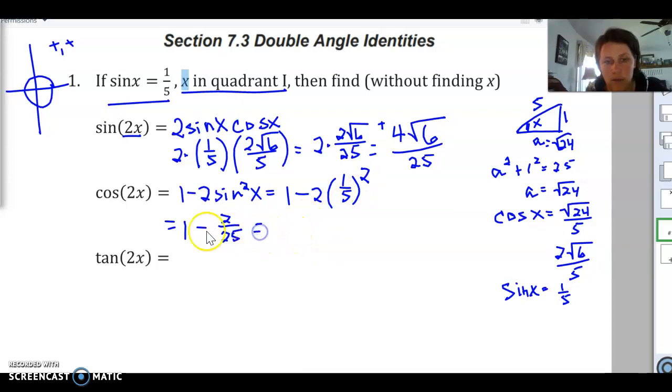And then let's make a common denominator here. So we have 25 over 25 minus 2 over 25, which leaves us with a final answer of 23 over 25.